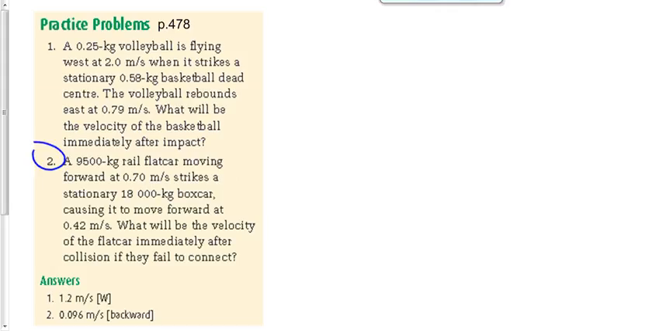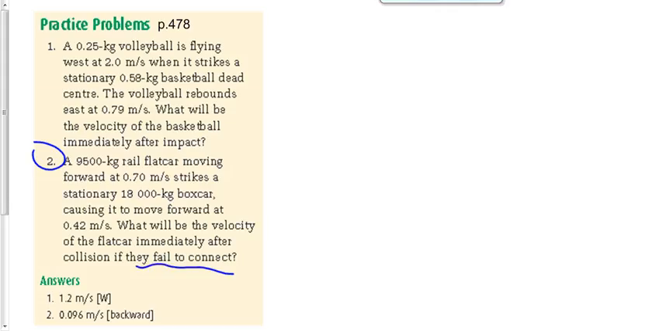Question 2 says a 9,500 kilogram rail flat car moving forward at 0.7 meters per second strikes a stationary 18,000 kilogram box car, causing it to move at 0.42. What will be the velocity of the flat car immediately after the collision if they fail to connect?